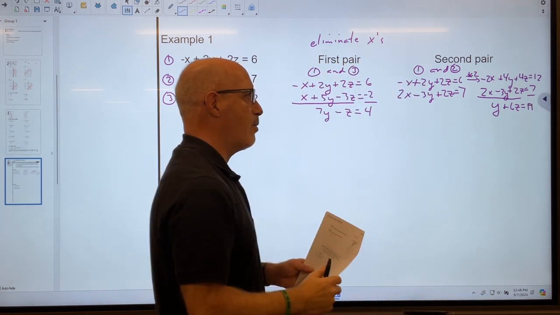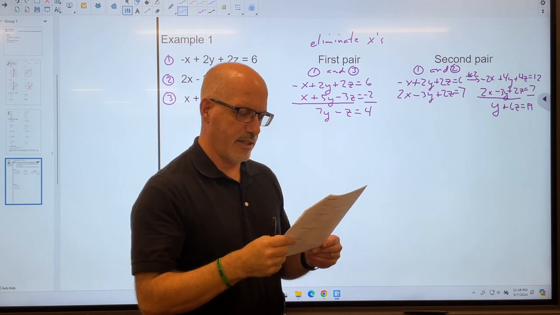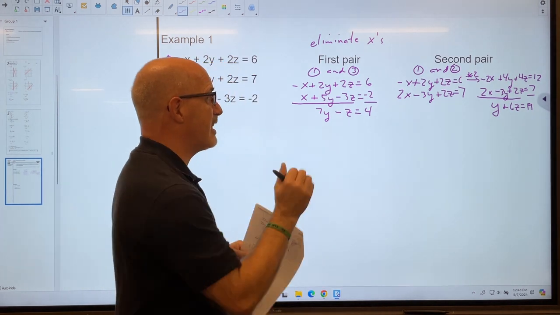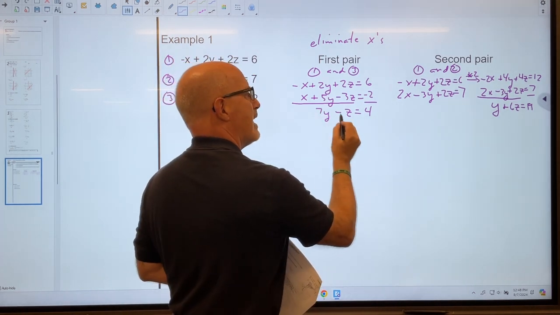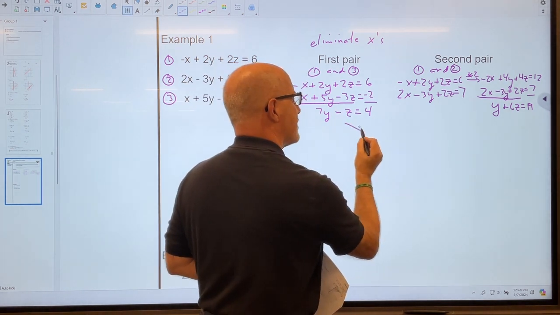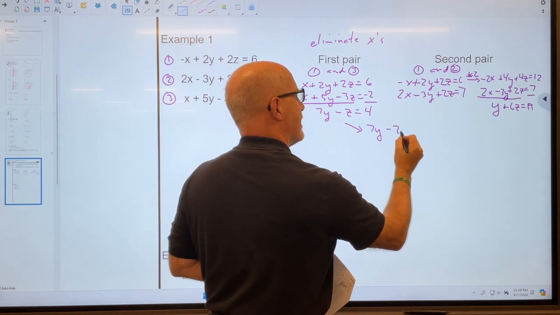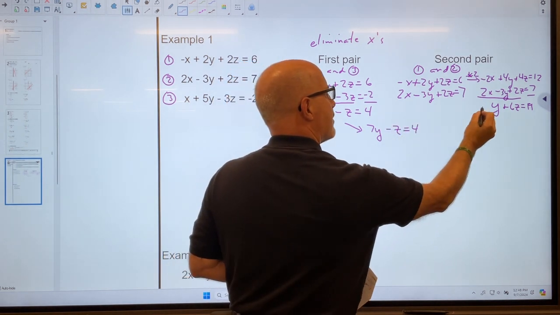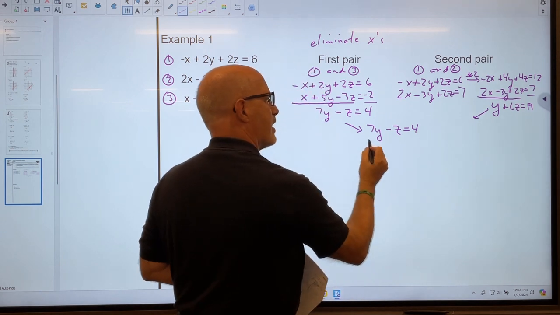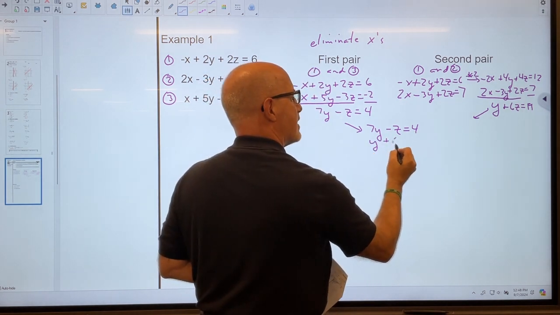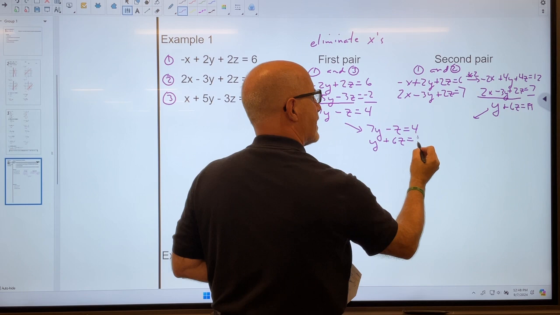Okay, so y plus 6z is equal to 19. Now I'm going to take these two equations and make a system of equations with these two. 7y minus z equals 4. And then take this one and rewrite it over here. y plus 6z is equal to 19.